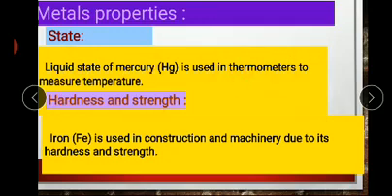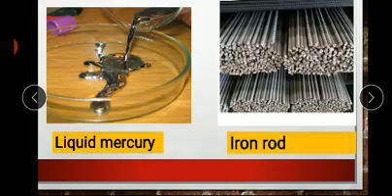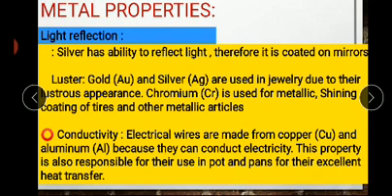Next one, hardness and strength. Iron is also a metal. It is hard and it has very much strength. So due to this reason, iron is used in construction, in industries, for the manufacture of many things and in machinery. Look at over here, this is the liquid mercury used in thermometer and these are the iron rods.